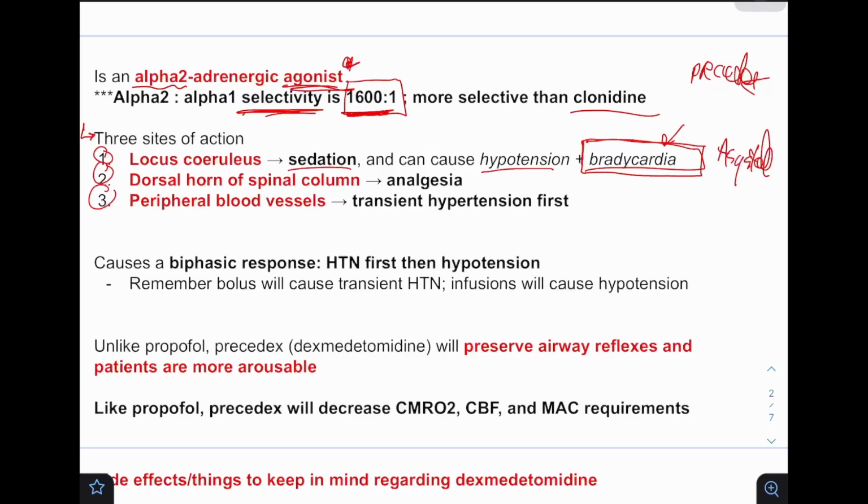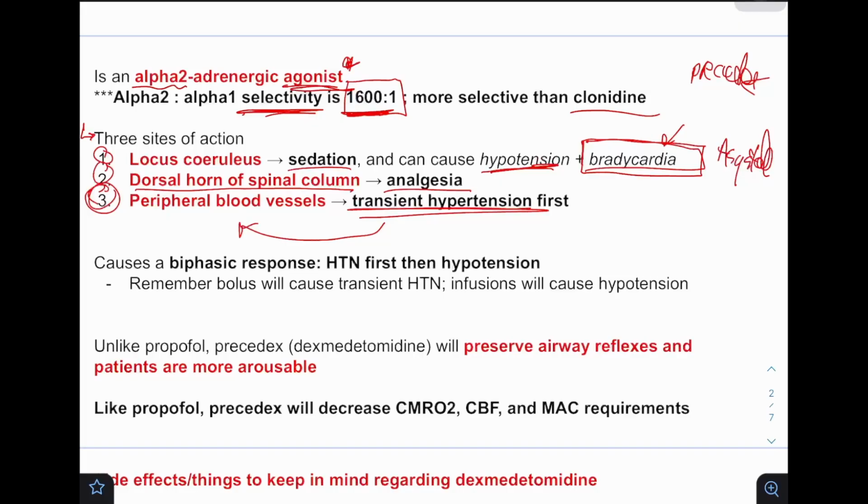The second site of action, for analgesia, is at the dorsal horn of the spinal column. And the third thing that sometimes questions will ask you is if the patient, instead of getting hypotension, instead gets transient hypertension, where does that occur? Well, that occurs at peripheral blood vessels.